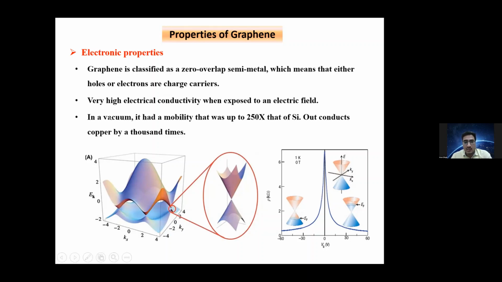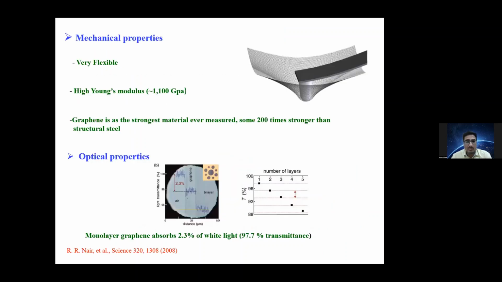The electrical mobility is very high at room temperature, around 25,000 centimeter square per volt per second, and at low temperature it may be around 2 lakh centimeter square per volt per second. And in the case of suspended graphene, the mobility is even much higher than the reported value. So it is a very conducting material. And the mechanical property is very flexible. The Young's modulus is around 1000 gigapascal. And graphene is the strongest material ever measured, 200 times stronger than structural steel.